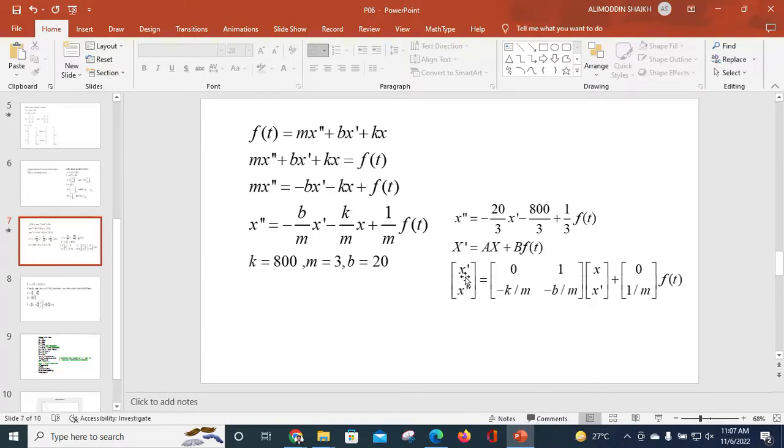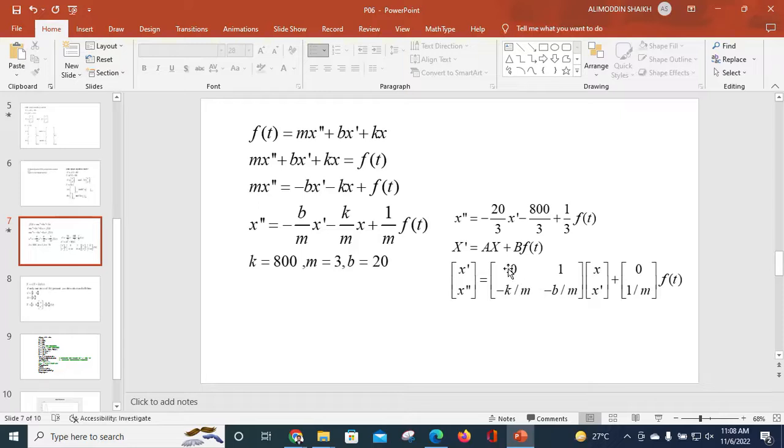Now x dash is, as there are only second degree equations, only two terms will come and it is a column matrix. Yes, the first term will be x and here it will be x dash. Now see here, the x double dash equation is this. If you want to write this equation in matrix form, you should know some matrix multiplication formula.